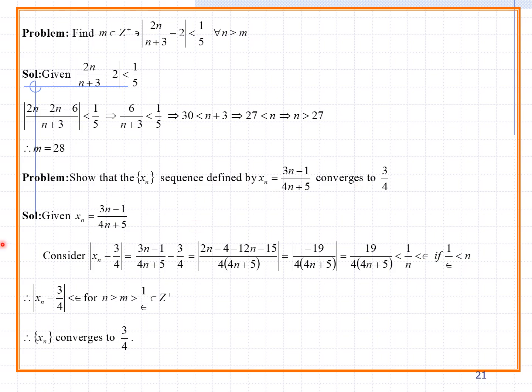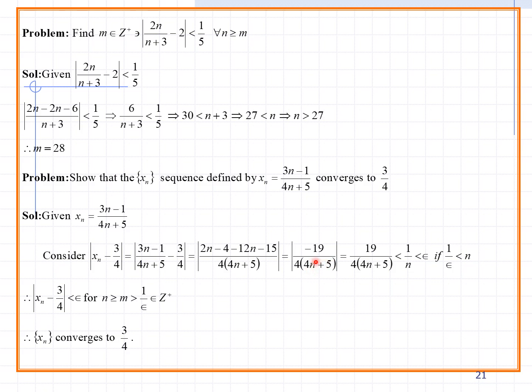So xn means 3n minus 1 by 4n plus 5. Consider xn equal to 3n minus 1 by 4n plus 5. What is the convergence value? Convergence means the L value. The L value is 3 by 4. So modulus of xn minus 3 by 4. The sequence is 3n minus 1 by 4n plus 5, and the L value is minus 3 by 4. So you can simplify this. You get minus 19 by 4 into 4n plus 5.